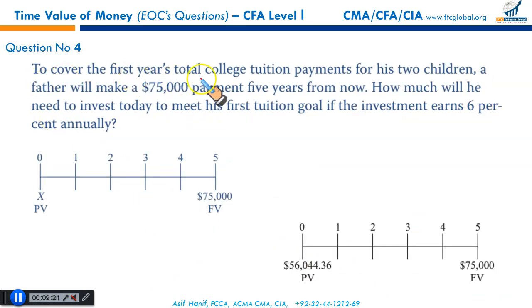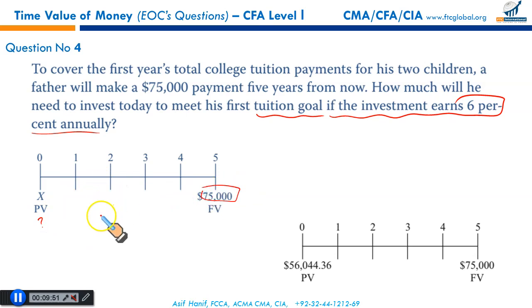To cover the first year's total college tuition payment for his 2 children, a father will make $75,000 payment 5 years from now. How much will he need to invest today to meet his first tuition goal if the investment earns 6% annually? Timeline has already been given. What you need to do, you need to calculate how much he has to invest now so as to receive this amount in the future.